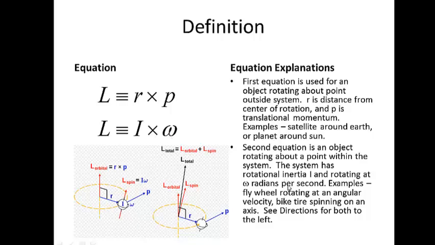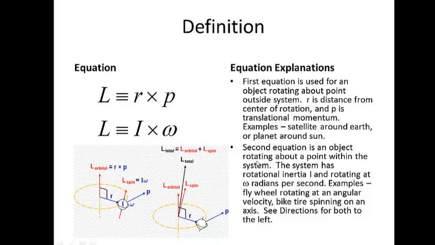Basically I wrote this here. The first equation is used for an object rotating about a point outside the system. So something like this. Here's the point of rotation. The system is rotating outside. R is the distance from the center of rotation. P is the translational momentum. I gave an example of a satellite around Earth, or a planet around the Sun.